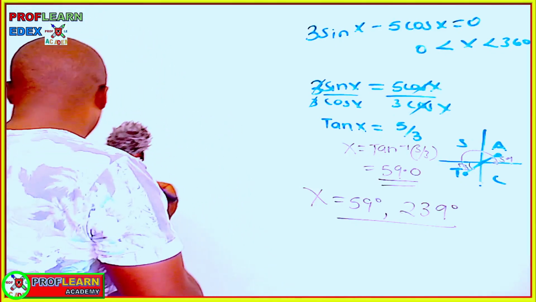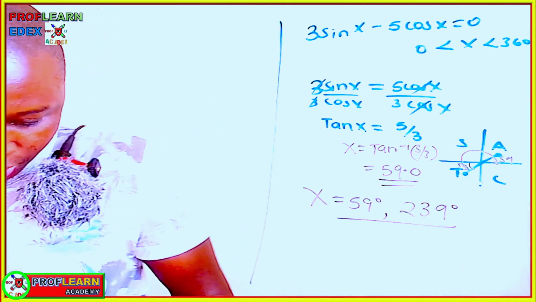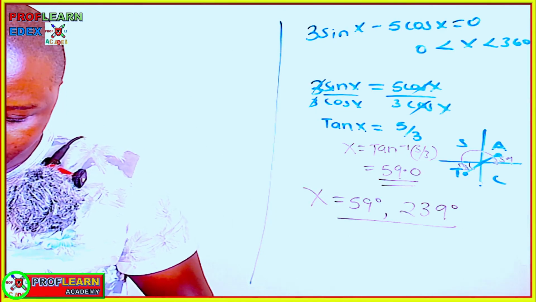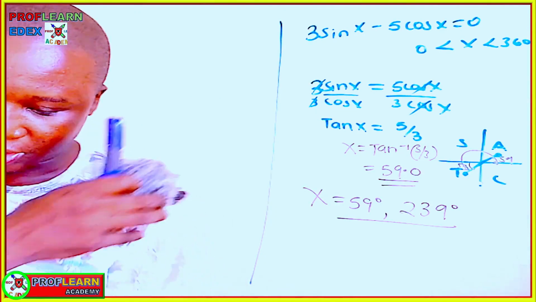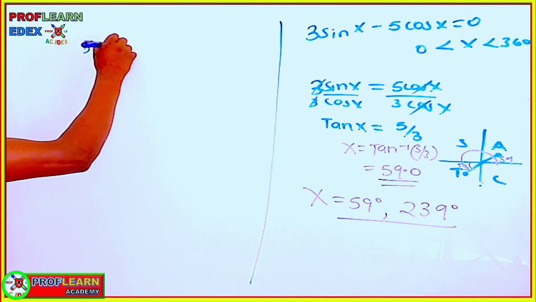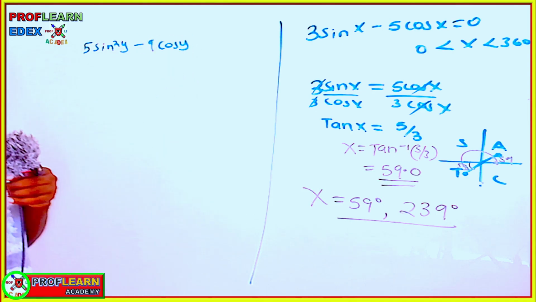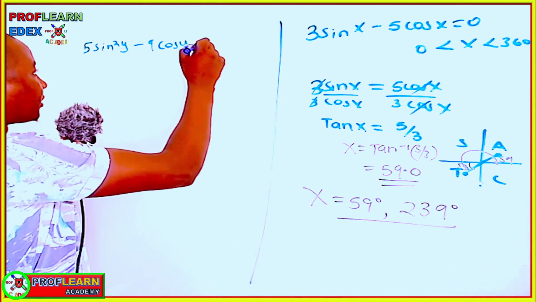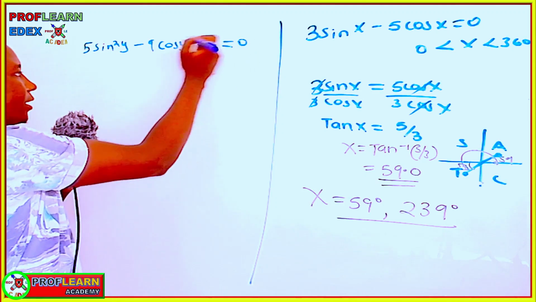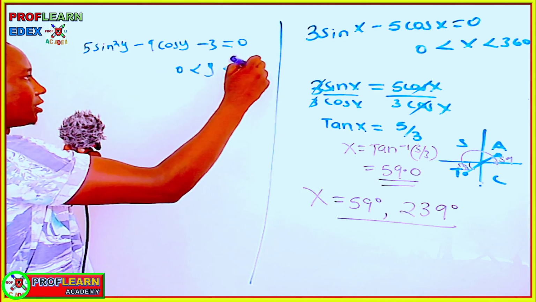Okay. Still under trigonometry, I also gave out a question like 5 sine squared y plus 9 cos y minus 3 equals to 0, and that is also given within that range. 5 sine squared y minus 9 cos y minus 3 is equal to 0. We are finding the value of y within the range 0 to 360 degrees.